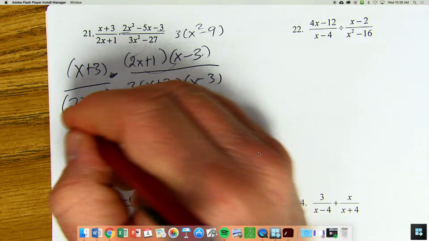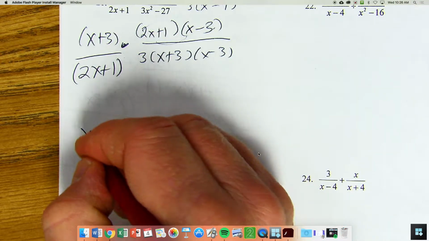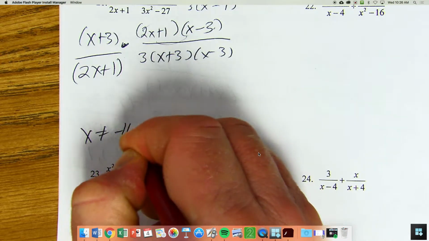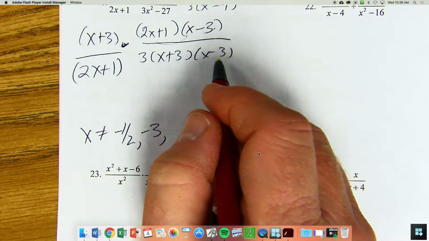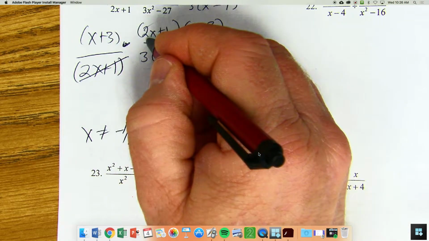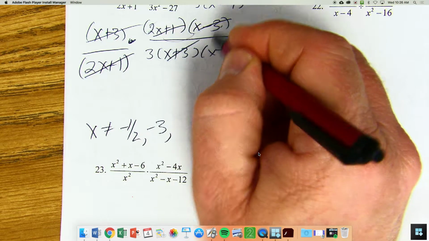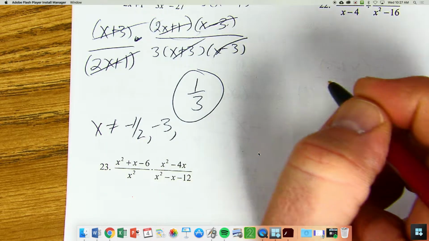Okay, state your excluded values. We would say x cannot be negative 1/2. X cannot be negative 3. That's it. Say goodbye. Leaving us with 1/3 done.